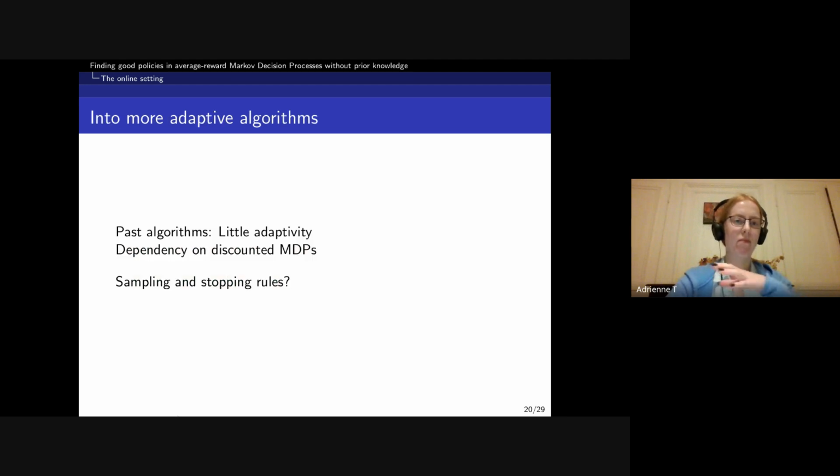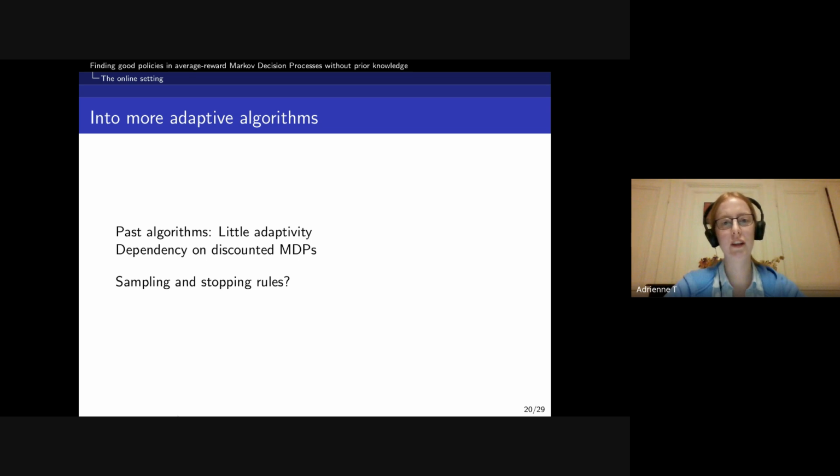Now, all those algorithms are kind of just made up of a bunch of blocks. We estimate the diameter, and then we plug it into other stuff. And if you look very closely at what happens in the other stuff, the best policy identification algorithms that exist prior are basically returning to the discounted setting. Because the average reward setting is basically the discounted setting with a very, very high discount. As your discount goes to 1, the behavior of your rewards is going to converge towards the average reward behavior.